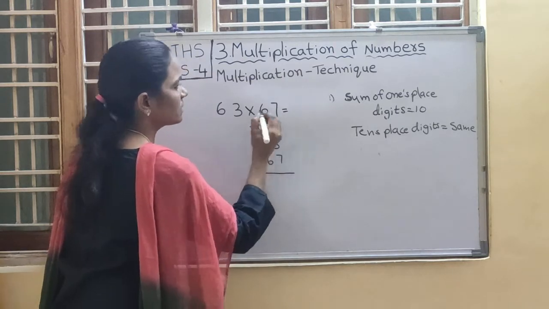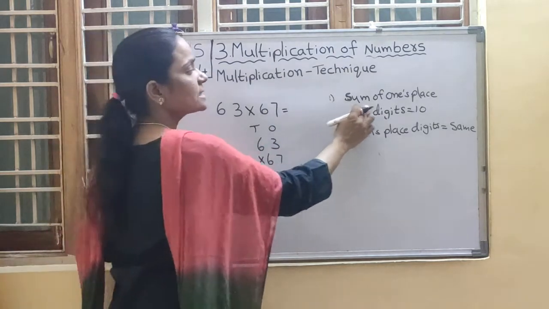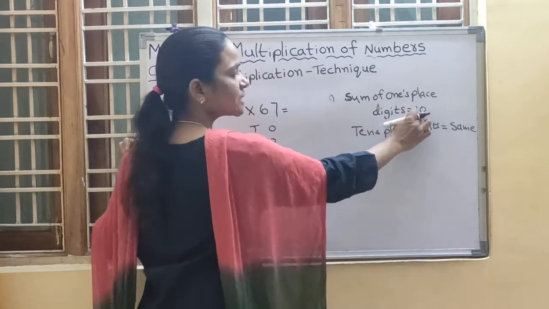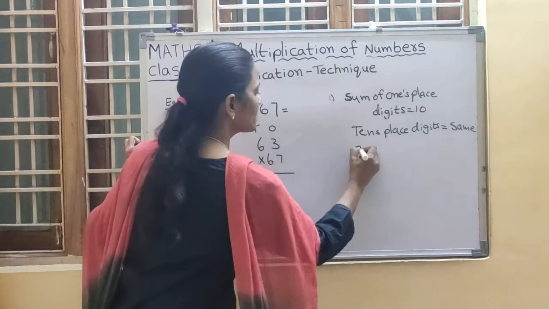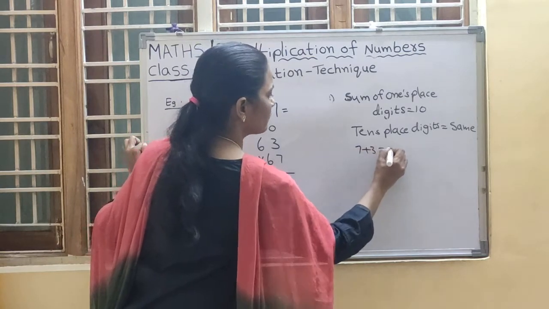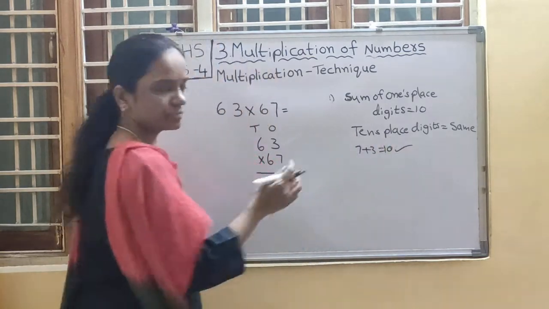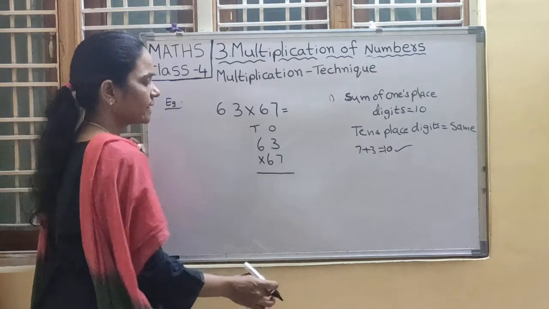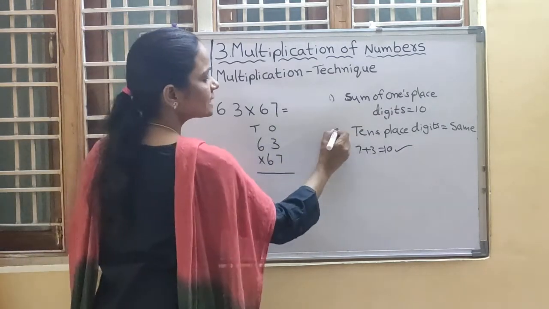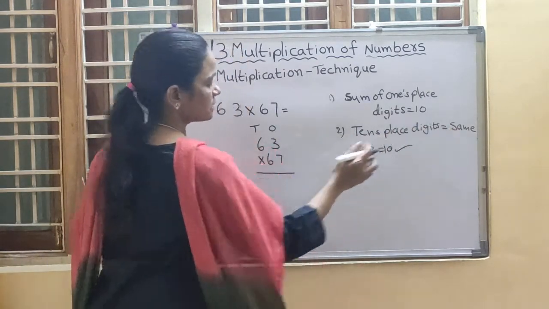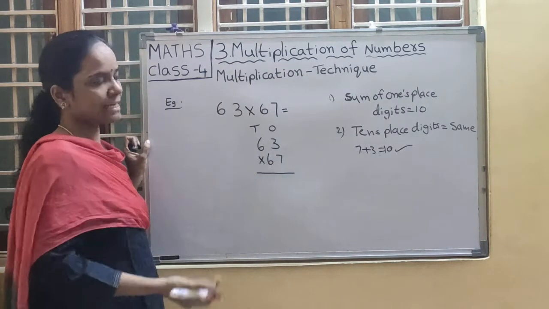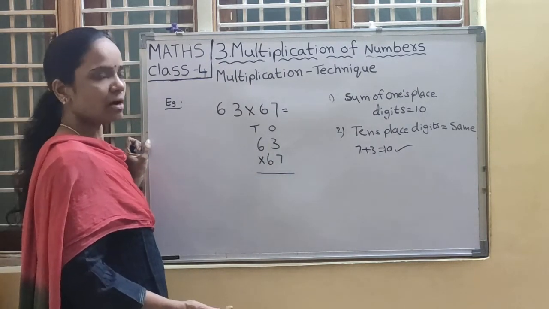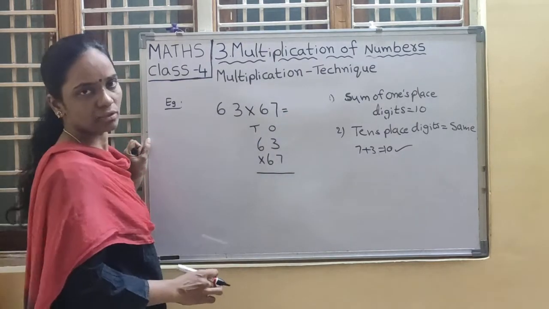Ones place, tens place. So what is the first condition? The sum of ones place digits should be 10. 3 plus 7, how much? 10. So the first condition is okay. And what is the second condition? Tens place digits should be the same. 6 and 6, same digits. So we can use this technique to get the answer.